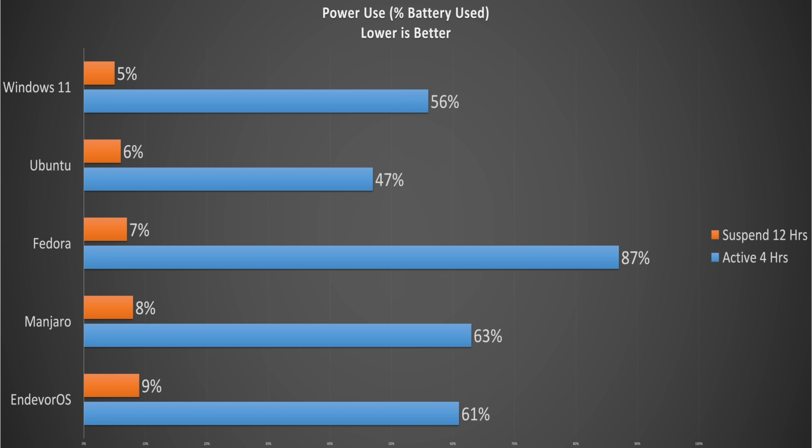But Fedora, my go-to for the Intel Framework, had a tough time here, using a whopping 87% of the battery. In a 12-hour standby power drain test, we saw a curious trend. Windows 11 performed best with only a 5% drain, and then each Linux distro increased incrementally, starting with a 6% drop in Ubuntu and peaking at 9% loss in EndeavourOS.